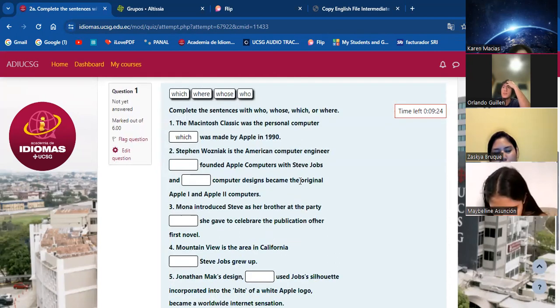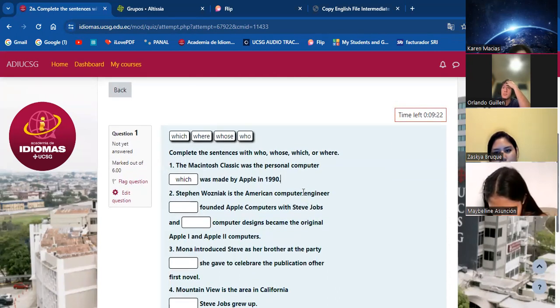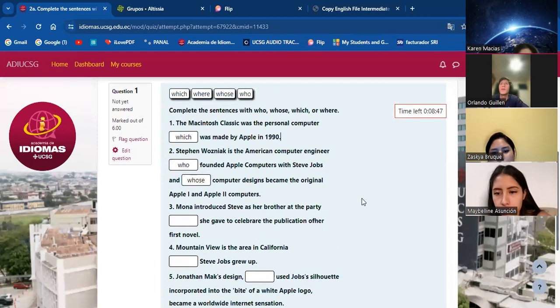Number 2, Stephen Wozniak is the American computer engineer. So we are talking about a person. Which one do you use for a person? Who? Excellent. So number 2, who founded Apple Computers with Steve Jobs and whose computer designs became the original Apple I and Apple II computer. The designs of these people. So when you want to say of who, which one do you use? Whose. Excellent. Now we're going to check, right?